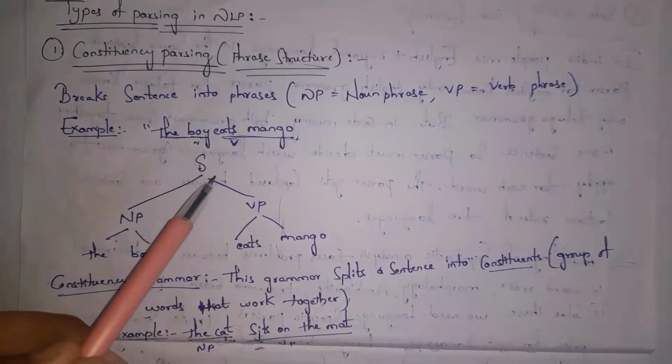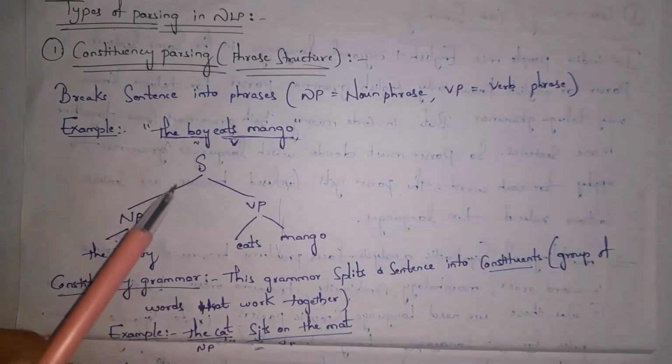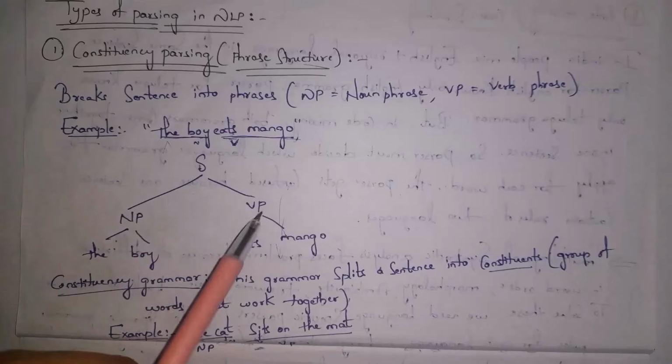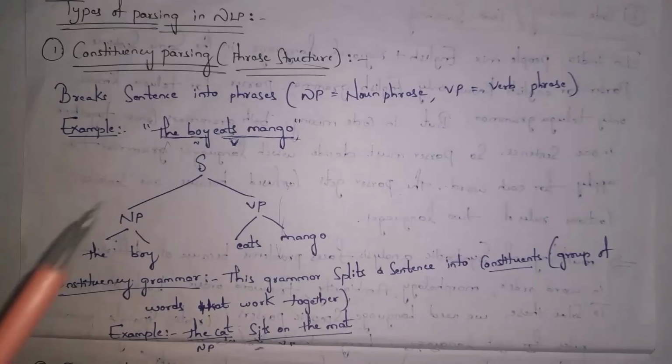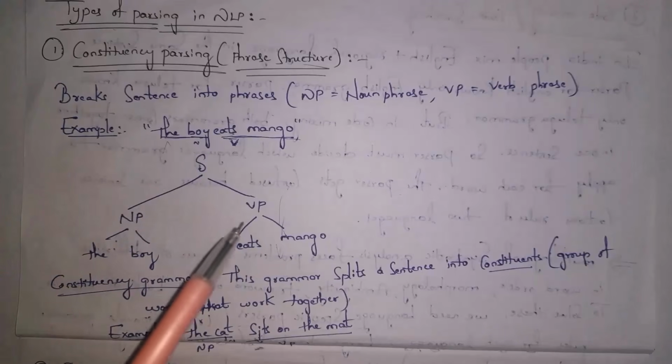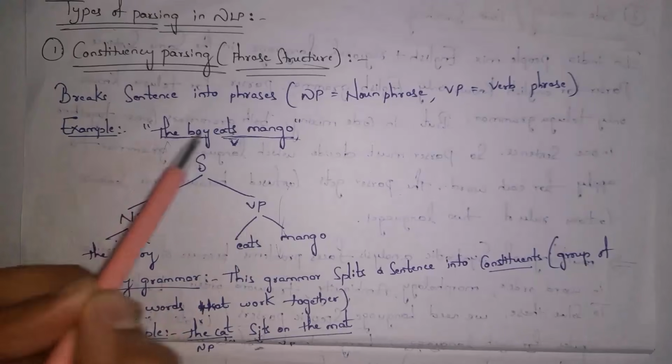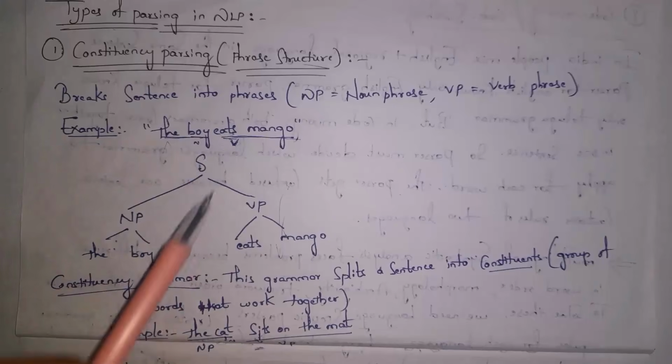Here S stands for sentence. So the sentence contains two parts: one is the noun phrase and the next one is the verb phrase. So constituency parsing will divide the complete sentence into two parts, the noun phrase and the verb phrase, where the noun phrase contains the boy and the verb phrase contains eats mango.